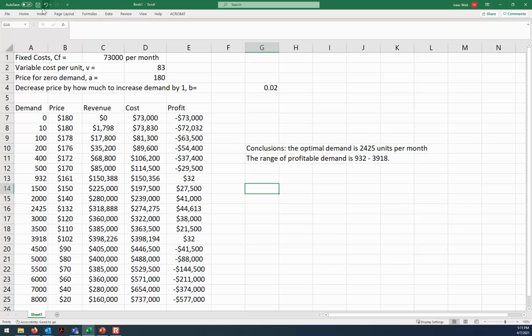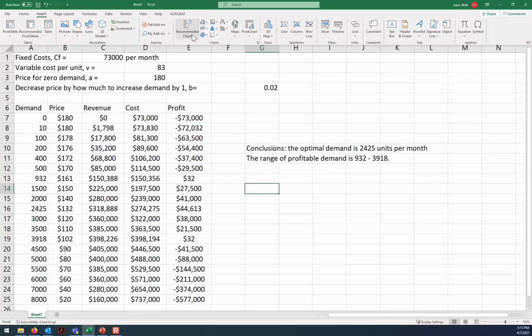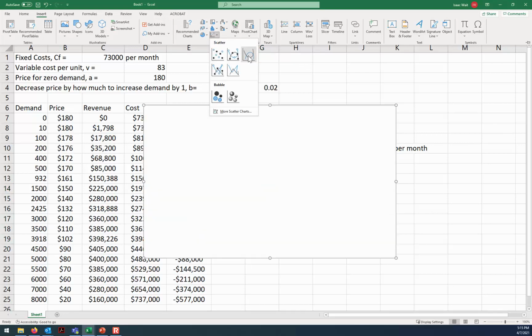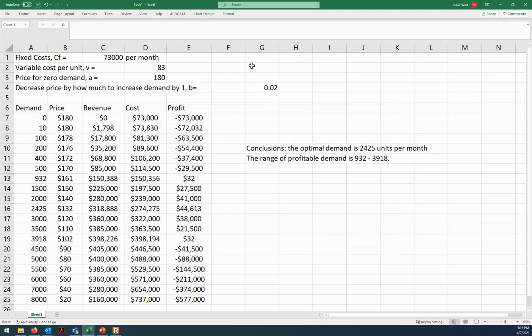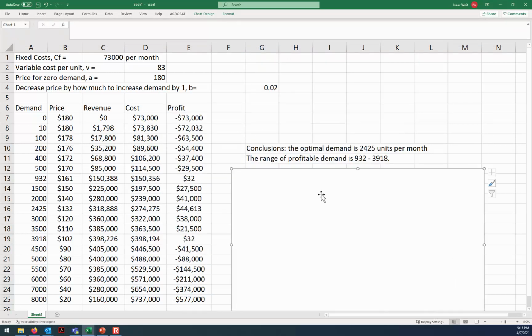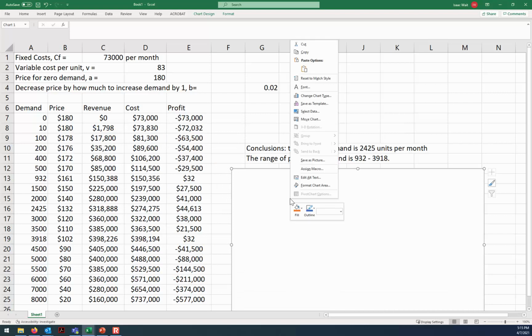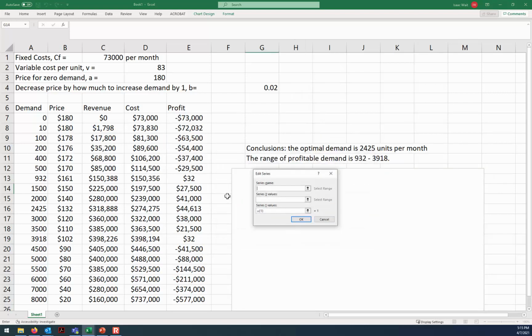And what if we want to do a graph of this? Let me insert a figure here. I'm going to do a scatter chart where I smooth the lines and I don't show the individual data points. So let me choose that chart type, and then I'm going to select some data here. So right-clicking, select data, add a series.